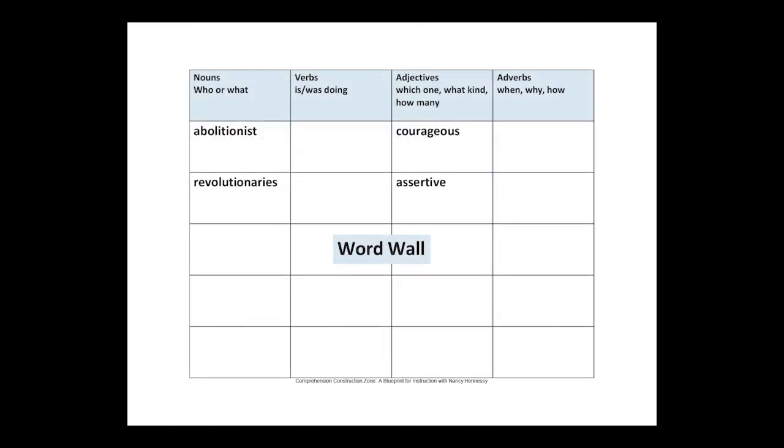Here's a word wall. This is a parts of speech word wall, all right? Notice the descriptions for the nouns. We're going to go into sentence comprehension shortly. Who or what, is or was doing, which one, what kind, how many, all right? When, why, how. Those are the questions that those parts of speech answer, all right? And then doing the sorting, or building that wall, okay?